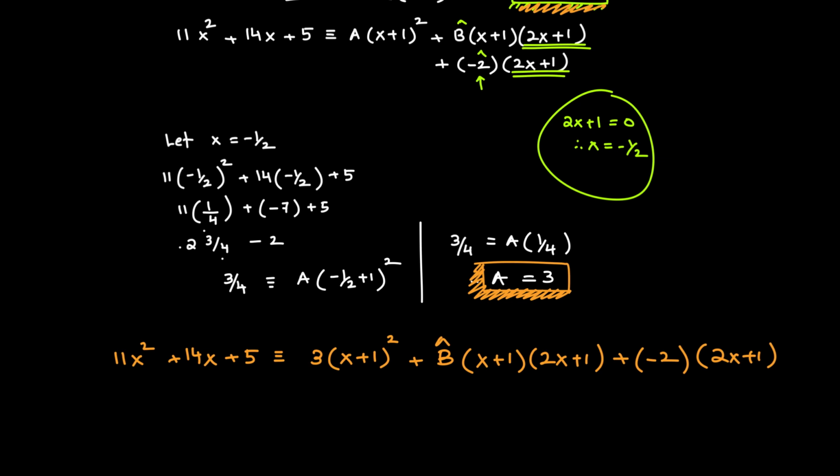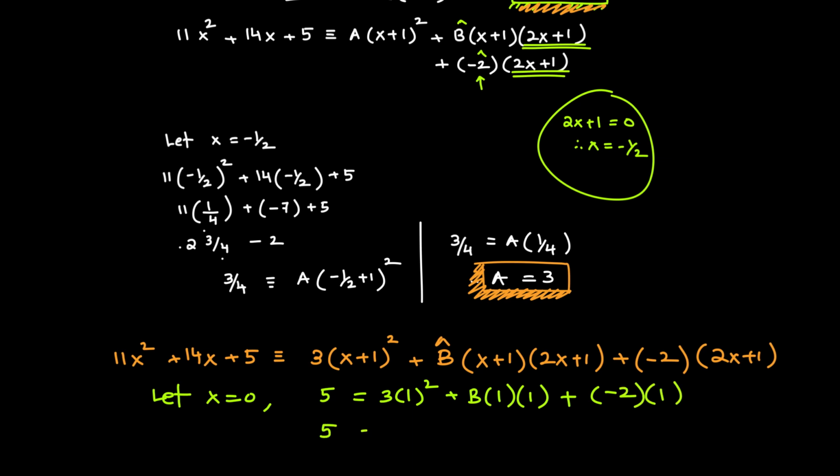You can plug in any value of your choice, provided you have not used it before. So what were the values that you have used? -1 and -1/2. So let me put in the easiest of all values, that is x equals 0. So the left hand side is left with a 5. Right hand side: 3 into 1 square, B multiplied with 1 into 1, and -2 multiplied with 1. This is 5, this is 3, this is b, this is -2. So 3 minus 2 is 1, 5 minus 1 is 4, therefore b comes out to be 4. So that was the missing constant which we have successfully found.